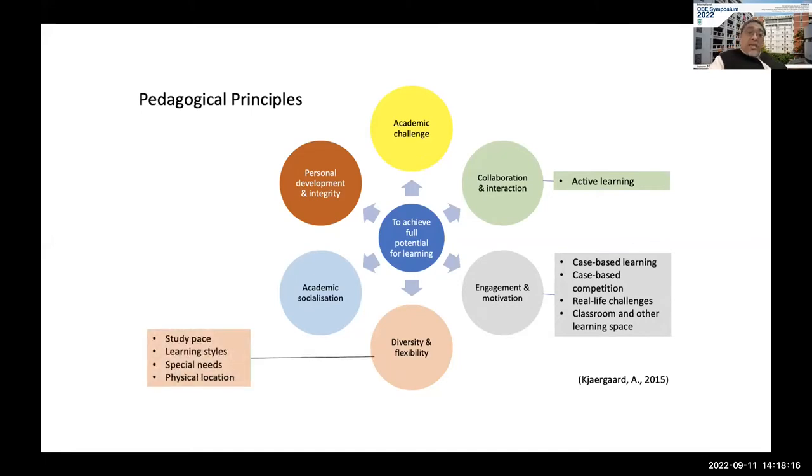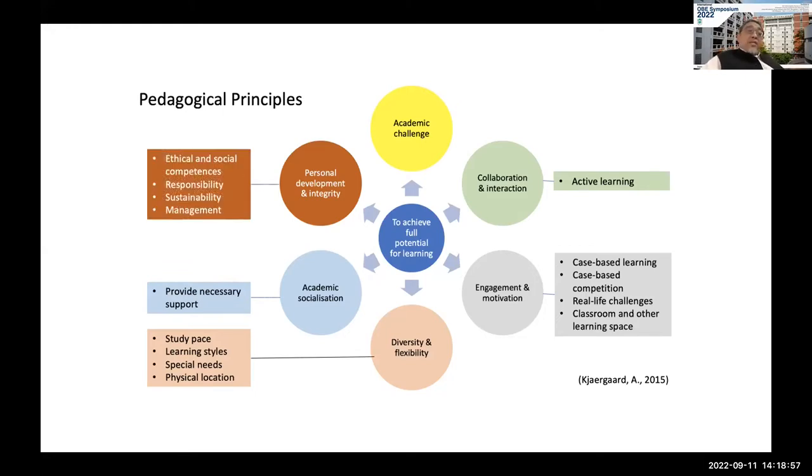On diversity and flexibility, do we allow students who may take a longer time to learn within the group? There are stragglers a bit. There are those who are excellent that can move forward. But then again, it could have been because of the learning style. Some are stragglers, not because they do not have the intellectual capability. So these are things that we need to also consider. And then when we talk about academic socialization, what support do we actually provide to the students? No doubt we have that pedagogy, but do we really provide the kind of supports that enable them to learn better?